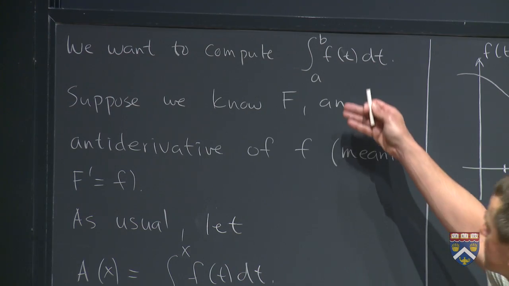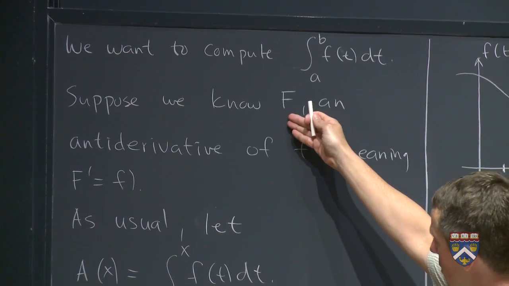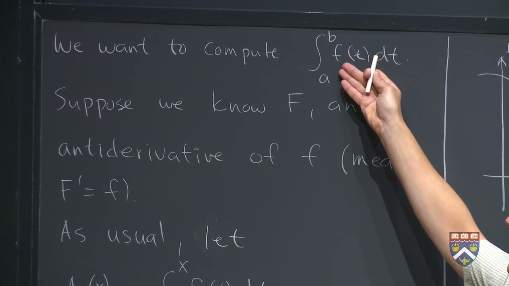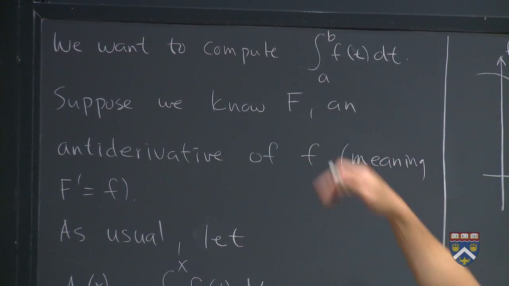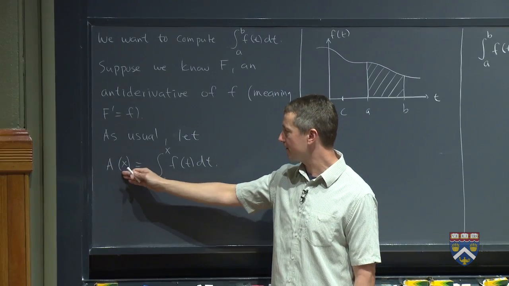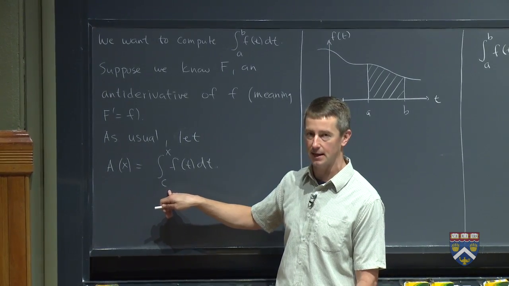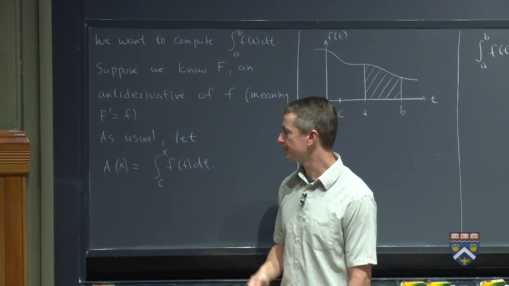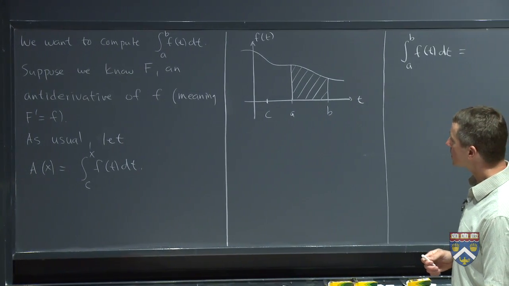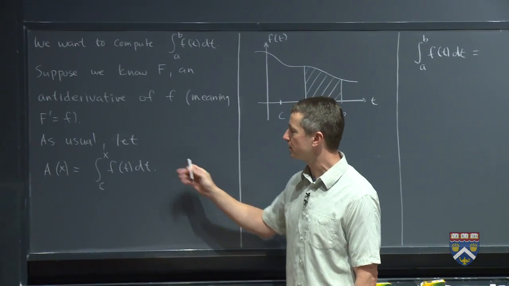So this is what we're trying to do. We're trying to compute the area under f of t from a to b. Suppose that we know our new word, an antiderivative, capital F. So for example, if this had been x squared, we know x cubed over 3. So we know a function whose derivative is little f. As usual, let our area function be starting from just some point c, it doesn't have to be 0 as we discussed, to x of f of t, the same area function as we've been using before. So here's our graph of f of t. We would like to find this area. Before we can do that, let's note a few things.